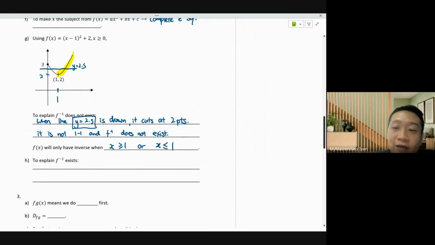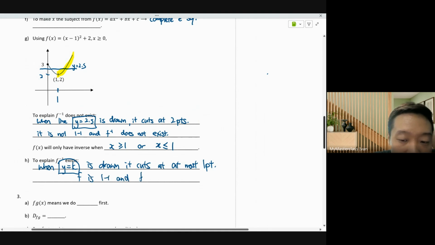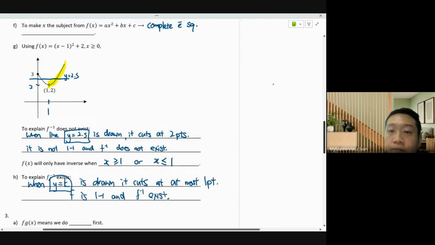Okay? To explain if f inverse exists, use the line when y equals k is drawn. It cuts at most 1 point. F is 1-1 and f inverse exists. Okay? Isaac, what is the meaning of the word 1-1? Yeah, at most 1 time.